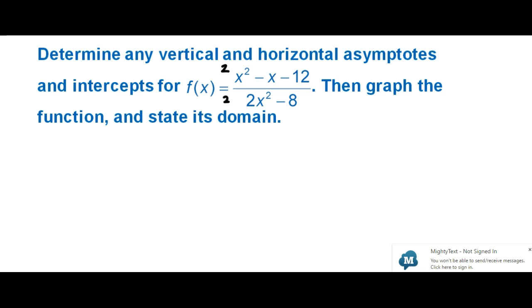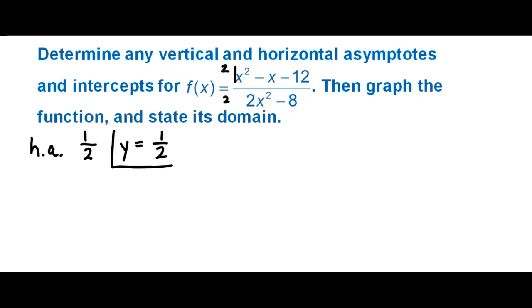So remember, what that tells us is we're going to have a horizontal asymptote at y equals the coefficient of the highest power on the top over the coefficient of the highest power on the bottom. And that should be y equals 1/2. In other words, the first coefficient on the top over the first coefficient on the bottom, if it's written in standard form, will give you your horizontal asymptote of y equals 1/2.